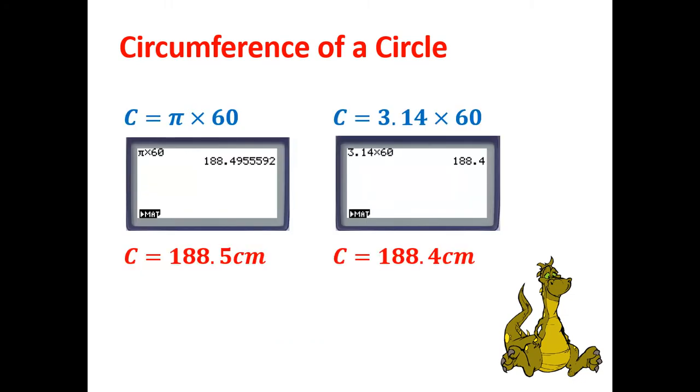Notice, if we used the pi button on our calculator, we would get an answer of 188.5. However, a lot of people like to remember pi as just 3.14, and if you chose to go 3.14 times 60, which is the diameter, you'd get an answer which is very close, 188.4. Both answers are acceptable in year 10.